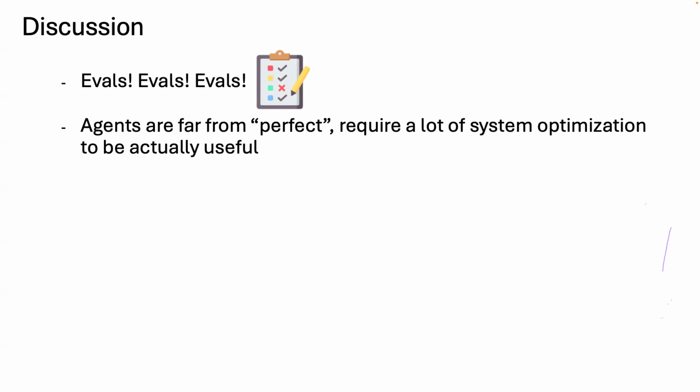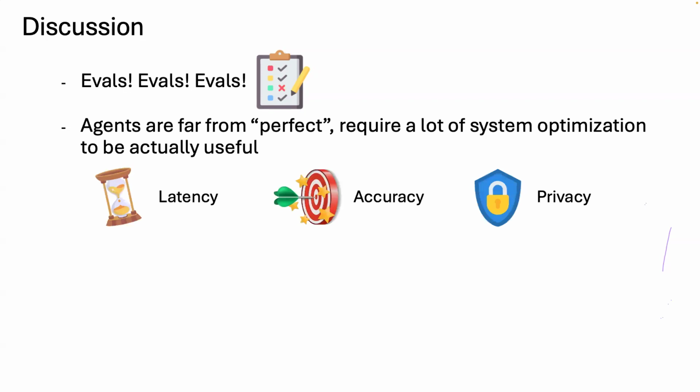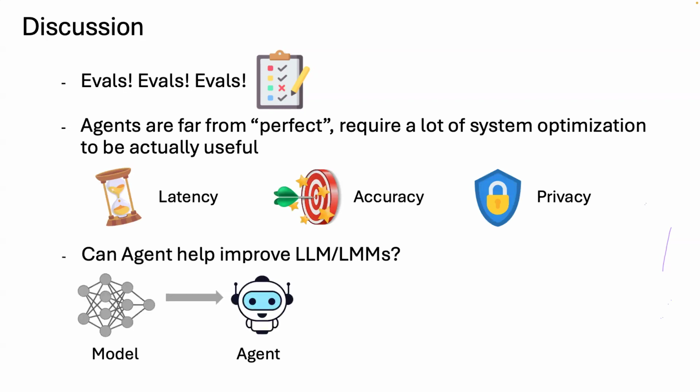To improve agents, not only do we need to improve models, but we also need a lot of system optimization to make them actually useful, for example, for faster speed, higher accuracy, and better privacy. We definitely do not want an agent that lives on our computer to peek into our private information. And existing agent systems take so much advantage of the advances in foundation models. Can agents help improve large language models or large multimodal models? In my opinion, agent exploration and exploitation are valuable synthetic data to use as training data.